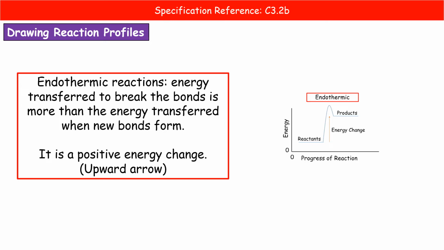Now we need to obviously make sure that if it's an endothermic reaction, we get our reactants and our product lines the right way round. Same for exothermic. If we're talking an endothermic reaction, the reactant line is going to be below the product line. Exothermic is the opposite. The reason, because in an endothermic reaction, the energy transferred to break the bonds is more than the energy transferred when new bonds form. So that means we have a positive energy change, hence the upward arrow on the diagram there.